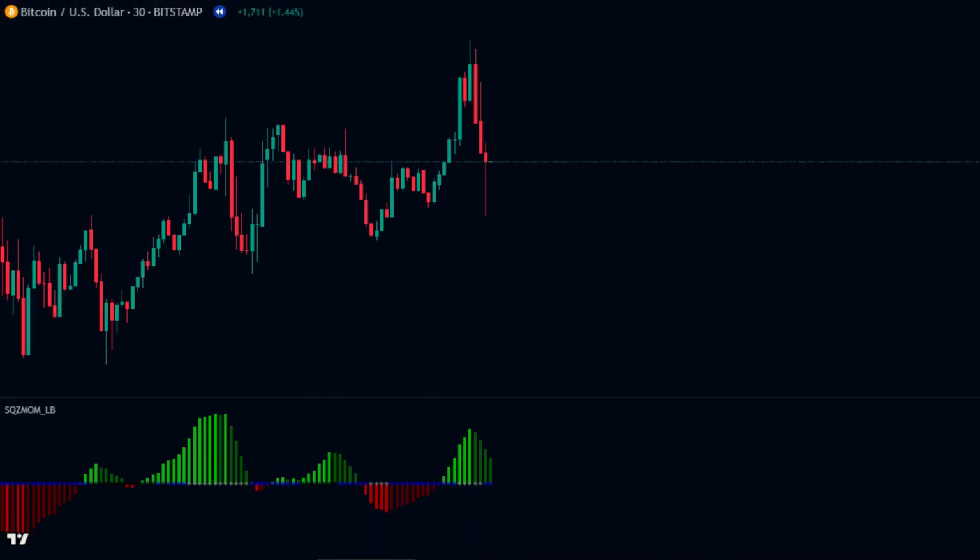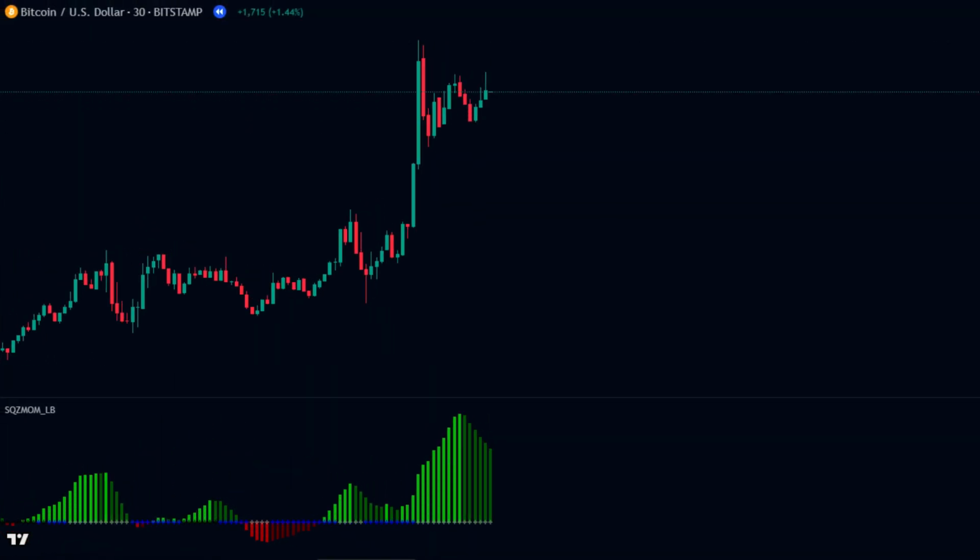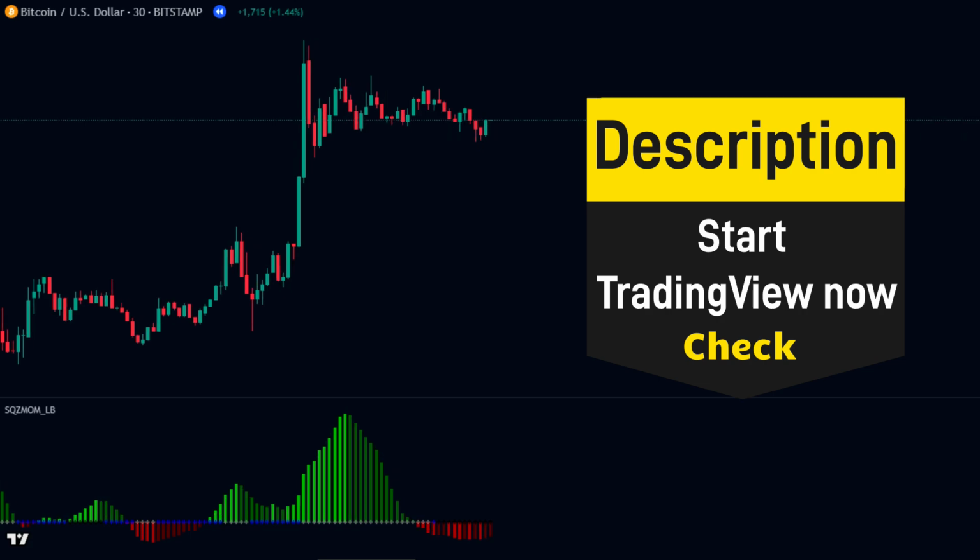Squeeze setups are perfect for visualizing breakout timing, and just one setting tweak can significantly boost its accuracy.